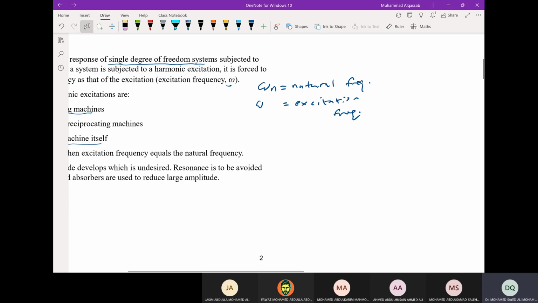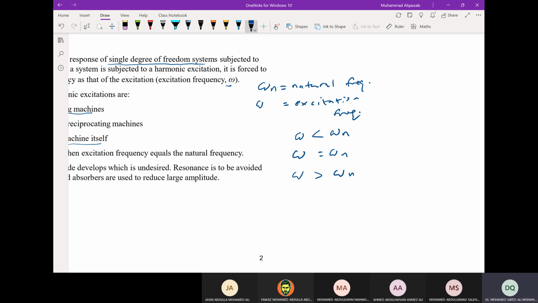Now, we have here either that omega is less than omega n, or omega equal to omega n, or omega is greater than omega n. Only those are the three cases. Those are not three numbers. Those are ranges. Omega less than omega n is a range, and omega equal to omega n is a specific value, and omega greater than omega n is a range. So the amplitude depends on which range omega lies in. The amplitude will be different.